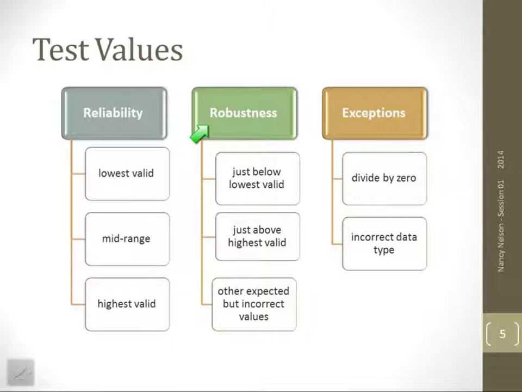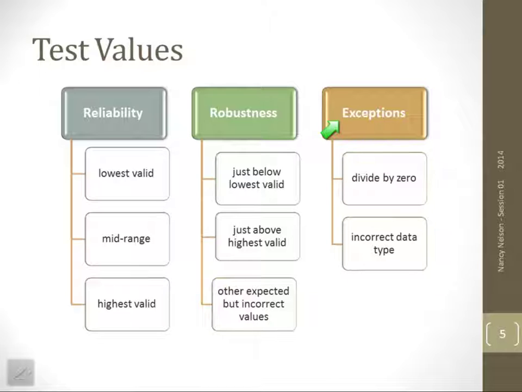Then we need to set up a set of test values to make sure that it's not going to crash if by chance it gets some invalid data. So we would choose a value just below the valid range, another value just above the highest range, and any other expected but incorrect values. So what we're going to look for here is what kind of error messages are we going to see if that happens. In the case of reliability, what kind of output are we going to get? Are we going to get the correct number?